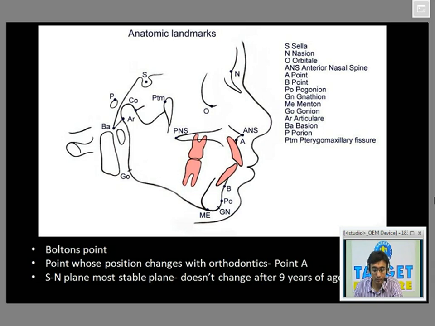Next is a point whose position would or would not change with orthodontics. That is point A. Generally, point A has been asked as a point whose position would change with orthodontics, like when you retract the teeth, retract the upper incisors, point A also moves behind. If you procline the teeth, the point A moves forward. Also, let us understand that there are certain planes which are used in orthodontics. Out of that, the SN plane is the most stable plane. It does not change after 9 years of age when the base of the cranium is fully grown.